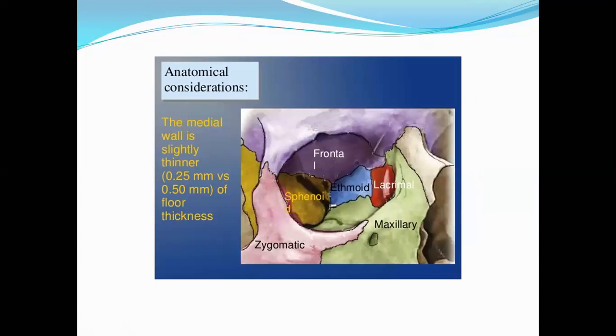The medial wall is slightly thinner, 0.5 millimeter versus 0.5 millimeter of the floor thickness. So the medial wall would always, or most of the time, be suspected with a fracture of the orbital floor, and it can be confirmed through investigations besides clinical examination.